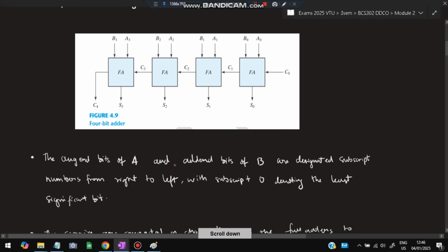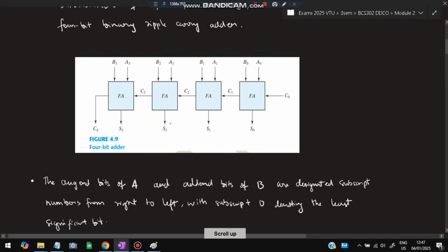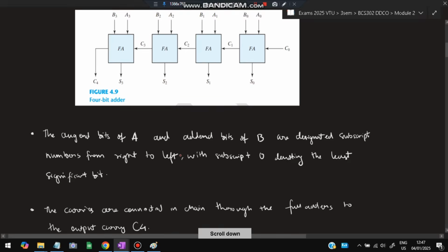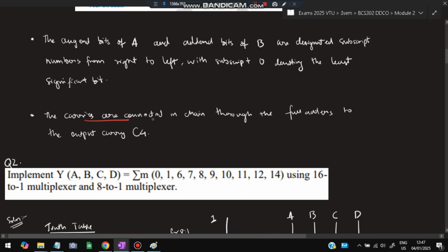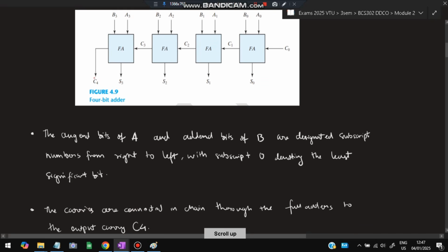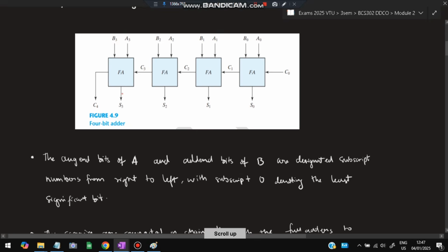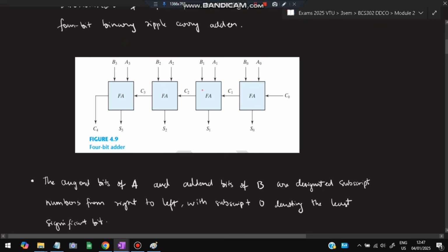The input bits of A and the input bits of B are designated with subscripts from right to left, with subscript 0 denoting the least significant bit. So these are the first two bits we are taking for the two numbers, then the second two bits, the third two bits, and the last bits. The carries are connected in a chain through the full adders to output the carry c4. Finally we'll get the carry 4 here, and in this way we get the answer. This is all you have to write. Make this diagram and explain what's happening here.